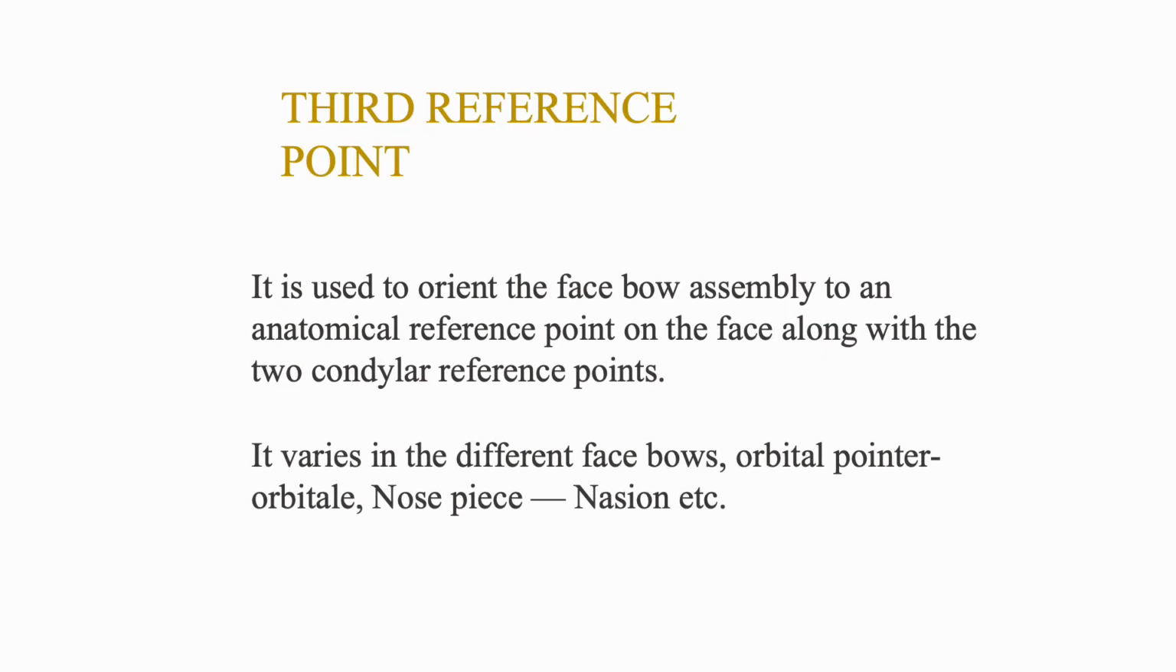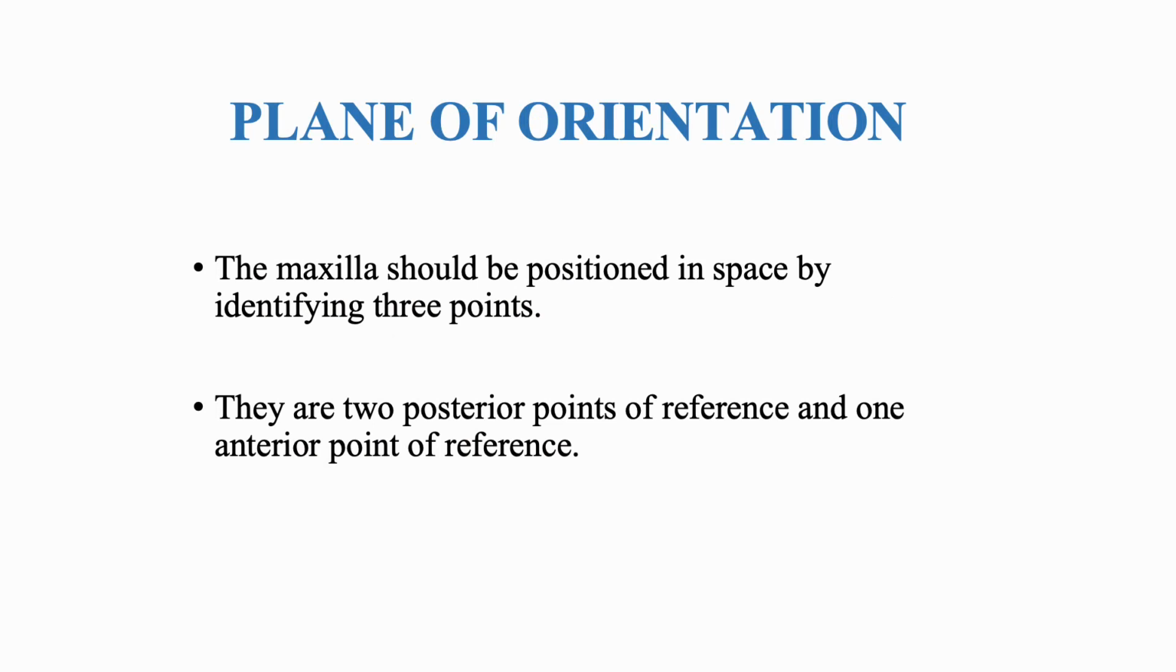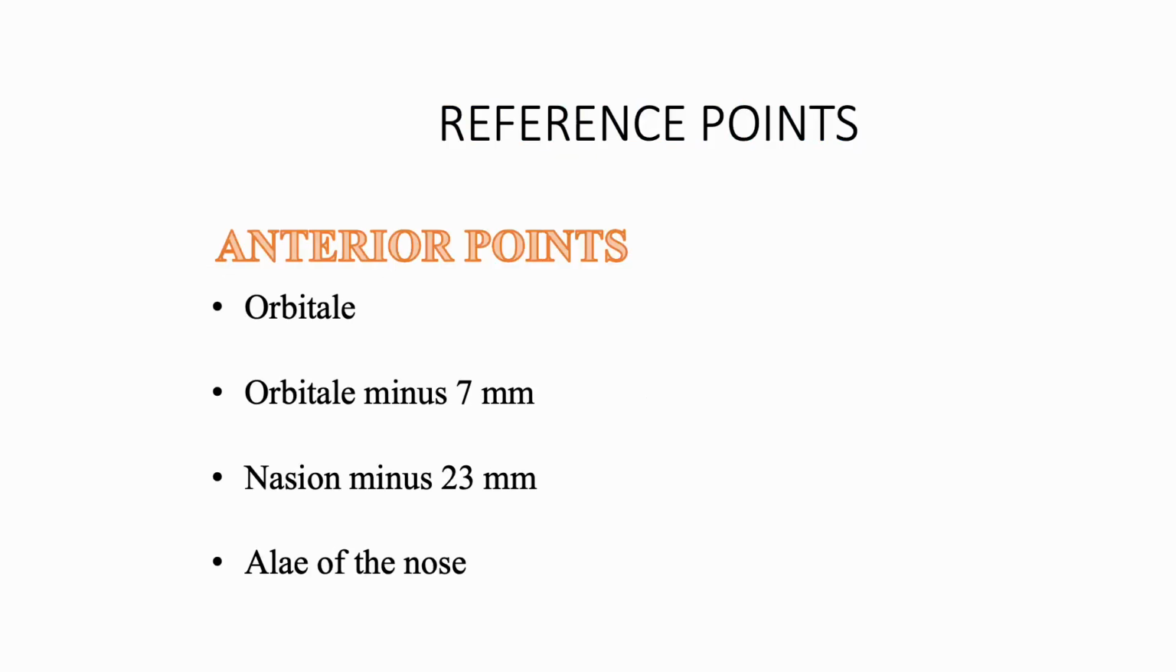The third point of reference: these are anatomic reference points which are used on the face along with the two condylar reference points. There are various anterior reference points such as the orbital pointer, or when a nose piece is used, nasion is also employed as an anterior reference point. By obtaining the plane of orientation, the maxilla should be positioned in space by 3 points. We are able to relocate it with the help of 2 posterior points and 1 anterior reference point. Thereby, we are able to obtain a spatial location of the maxillary occlusal plane.